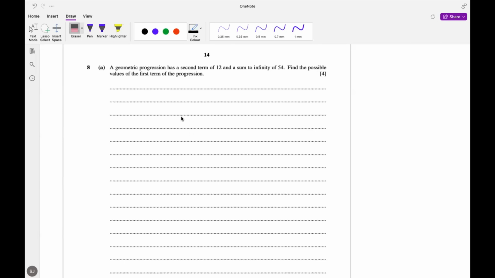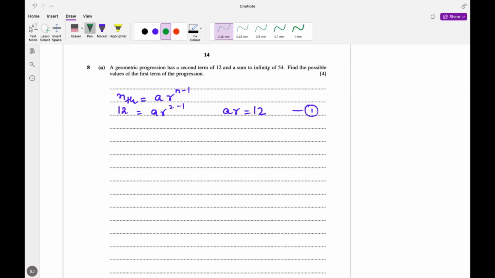In question 8, we have a geometric progression that has a second term of 12 and a sum to infinity of 54. We have to find the possible values of the first term of the progression. We know that the nth term of a geometric progression is given by a r to the power n minus 1. As the second term is 12, we can write it as 12 equals a into r to the power 2 minus 1. So this will become a r to the power 1 equals 12. So this is our first equation.